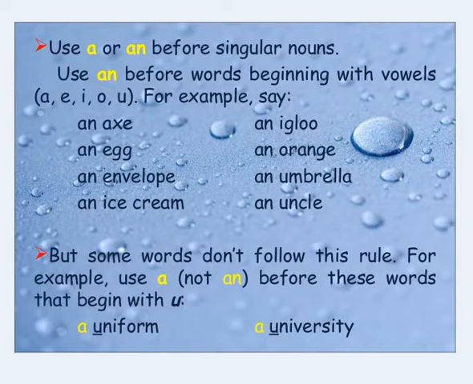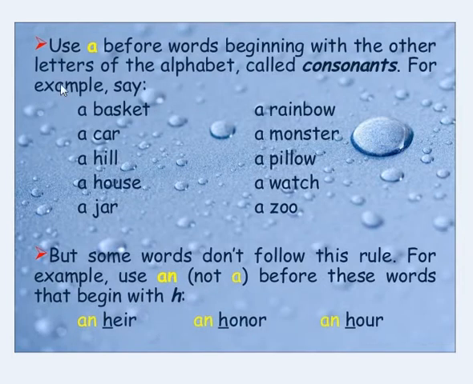So we always use a or an before a singular noun. We use an with vowel words, and we use a with consonants. We use a before words beginning with the other letters of the alphabet, called consonants. For example, a basket, a car, a hill, a house, a jar, a rainbow, a monster, a pillow, a watch, a zoo. But some words don't follow this rule. For example, use an before these words: an heir, an honor, an R.